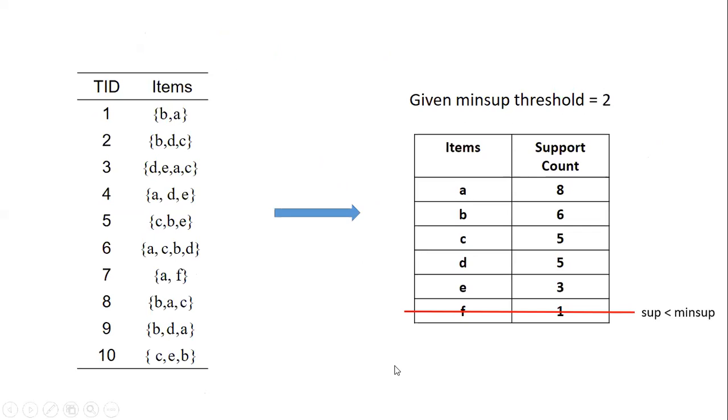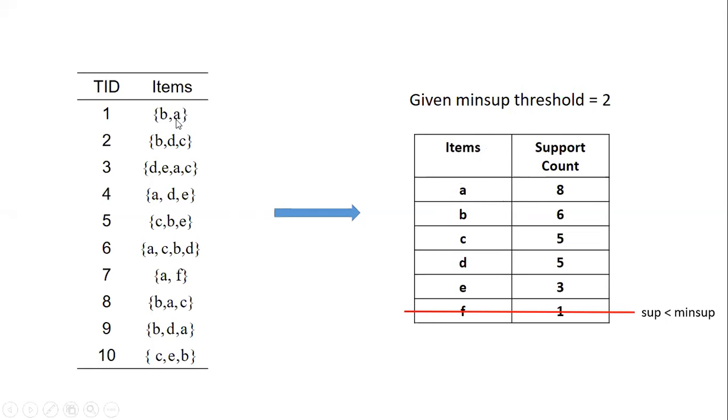So first step, as I told, we have to construct the FP tree. The FP tree construction step has 2 passes. What we have to do in pass 1: we have to scan the transaction database. Then we have to find the support count of each item, all the different items.